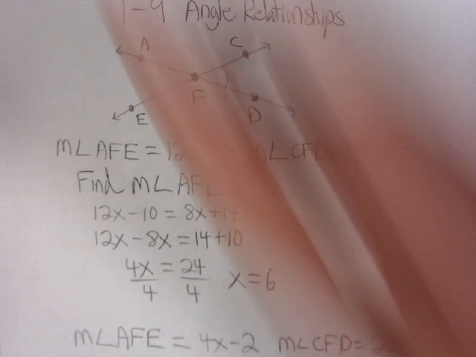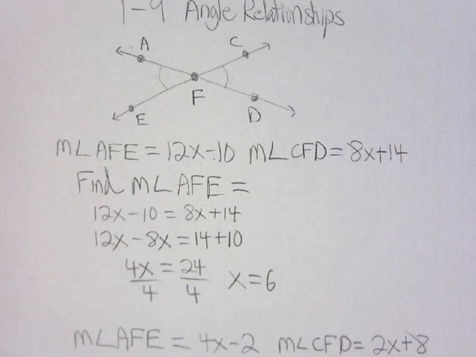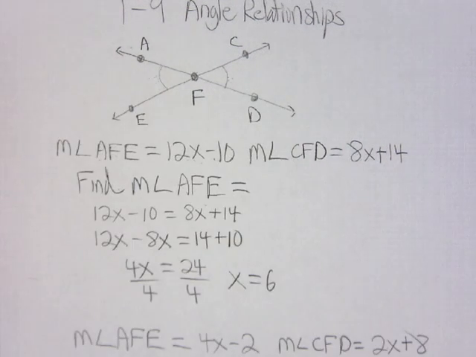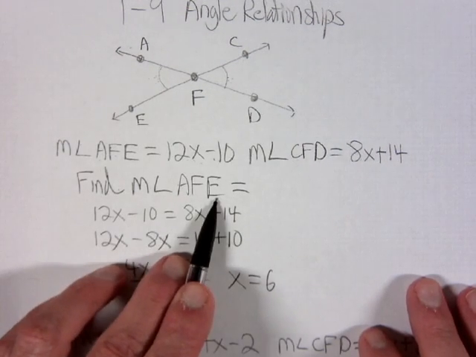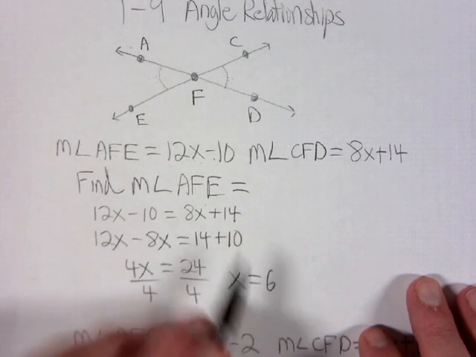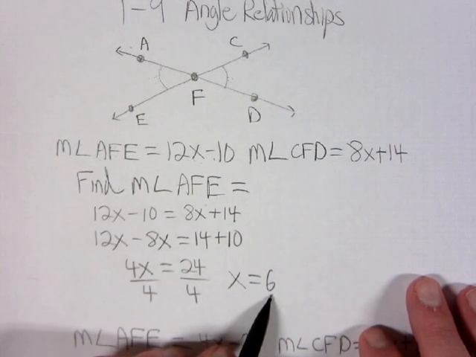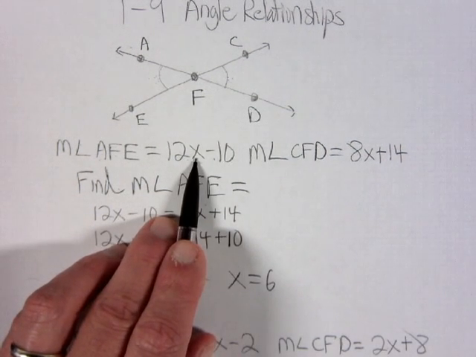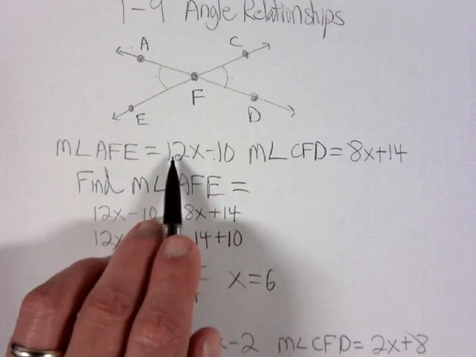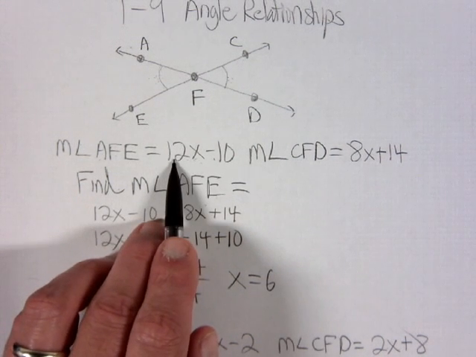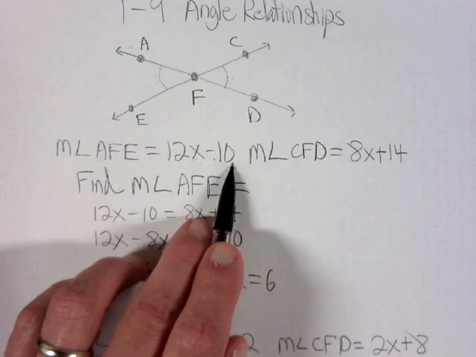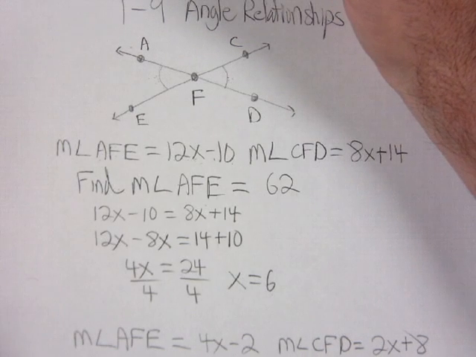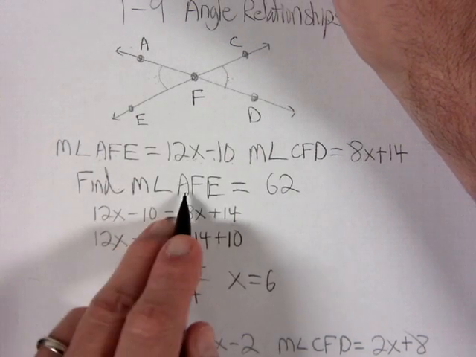All right, now let's stop right here for a minute. Remember, 6 is not your answer. It did not ask me to find the value of x. It asked me to find the value of angle AFE. Well, they've given me this in terms of x, so now I've got to take this 6 and plug it back in here, multiply it times 12, and then subtract 10. Well, 6 times 12 is 72. 72 minus 10 is 62. And so 62 is the right answer for the measure of angle AFE.